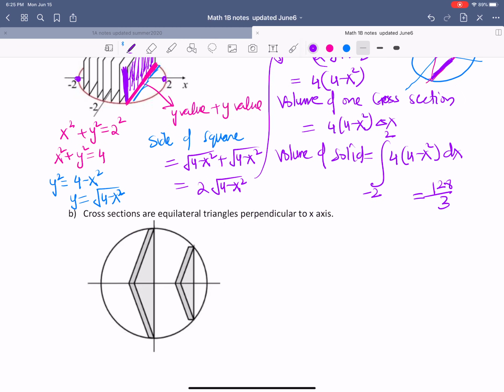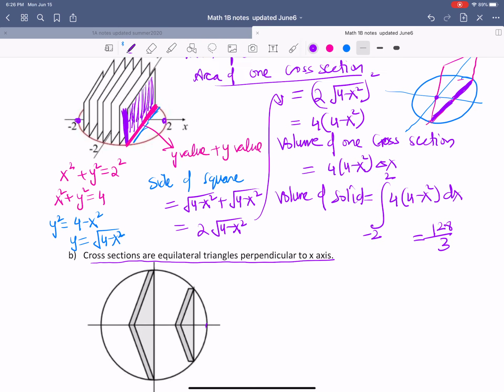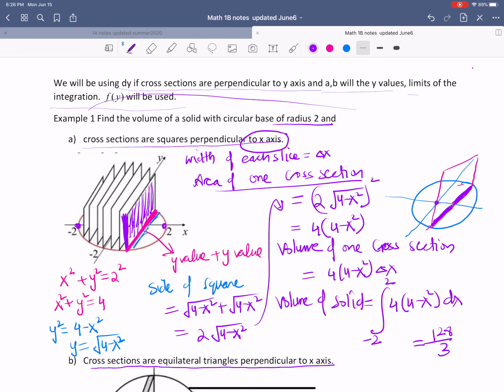Okay, next example. Cross sections are equilateral triangles perpendicular to x-axis. Here's a picture showing equilateral triangles perpendicular to x-axis. We're going to start with really small triangles here, and triangles are getting bigger and bigger. When we get to the middle, we have our biggest triangle, and then they start getting smaller again. It is part B to the same problem. Your base is still the same solid circular base of radius 2.